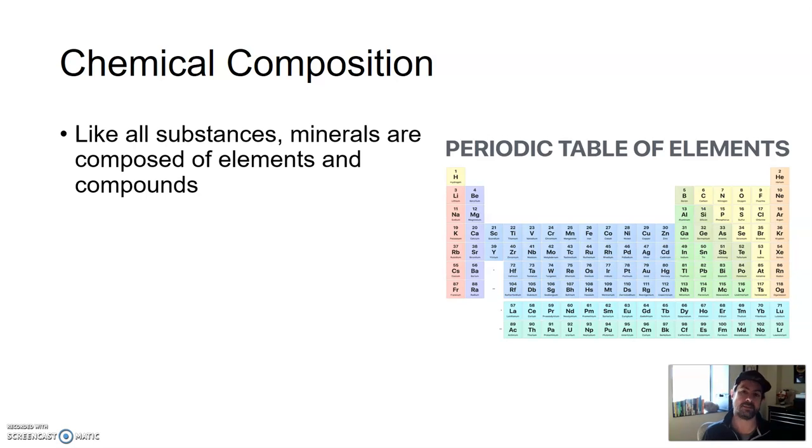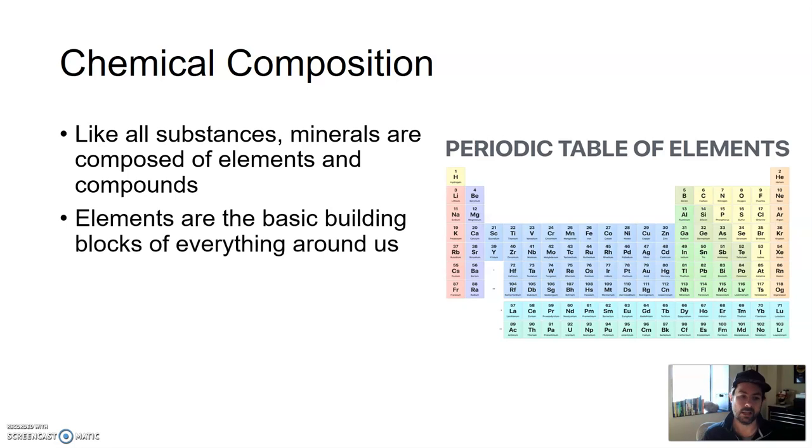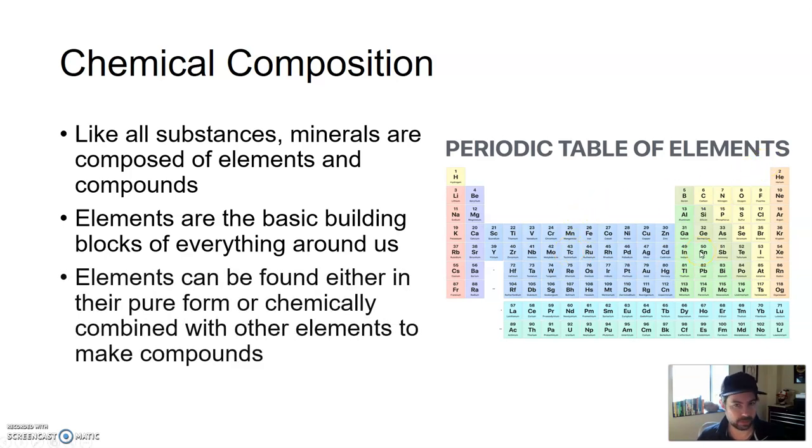So each mineral is unique. Like all substances, minerals are composed of elements and compounds and molecules. Elements are the basic building blocks of everything around us. If we look at the periodic table of elements, this is what I'm talking about when I say elements, something maybe you've seen in chemistry or other science classes. We won't get too much into the differences between elements and why they're in the periodic table. But just like everything in this universe, if you take different elements and combine them together, they'll make different minerals.